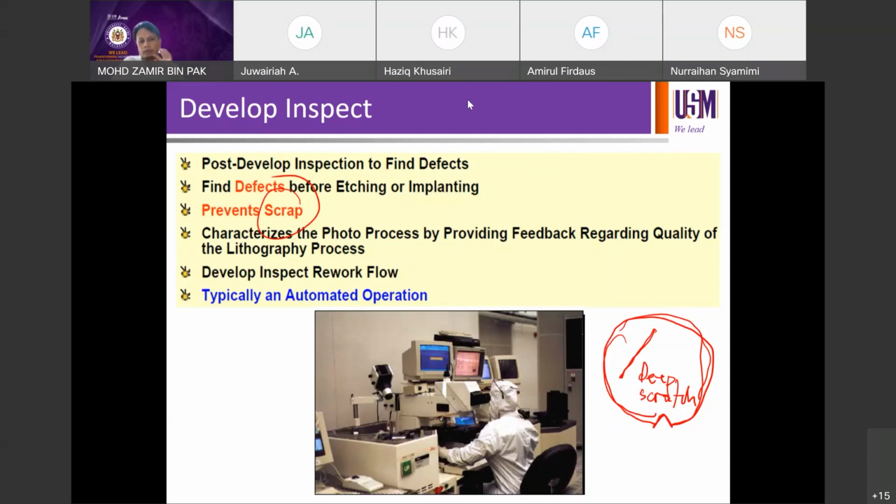Kalau ada robot problem, then you have to reteach the robot. Dia punya X, Y, Z, theta, you have to redo everything. Okay, so you have to move it slowly and see whether it's moving, putting the wafers in the correct way, or ada friction ke ataupun ada theta adjustment. So there will be some problems.